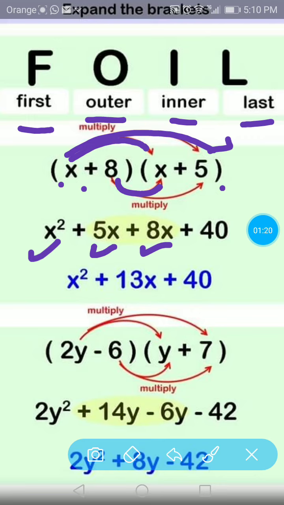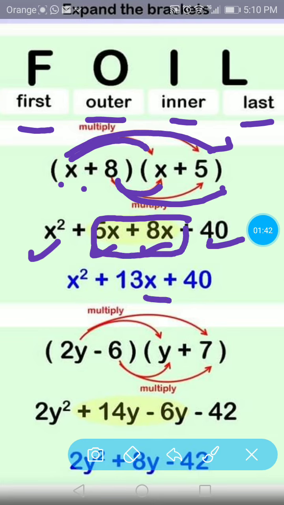Finally, the last, with the last number, which is of course 8 times 5, which is 40. After multiplying them, we're going to add the like terms, which are here 5x with 8x. 5 plus 8, which is 13. So my final answer will be x squared plus 13x plus 40.